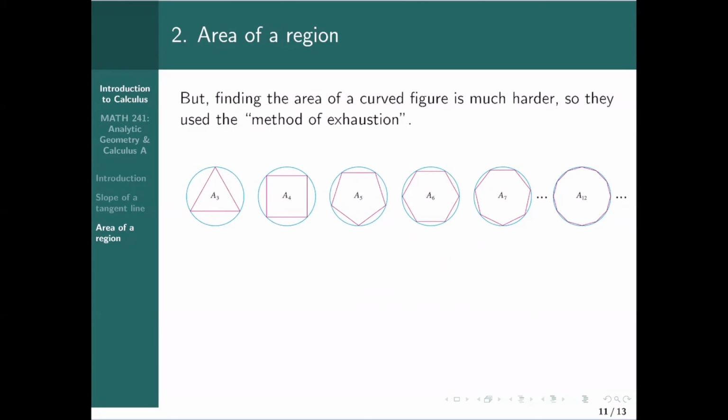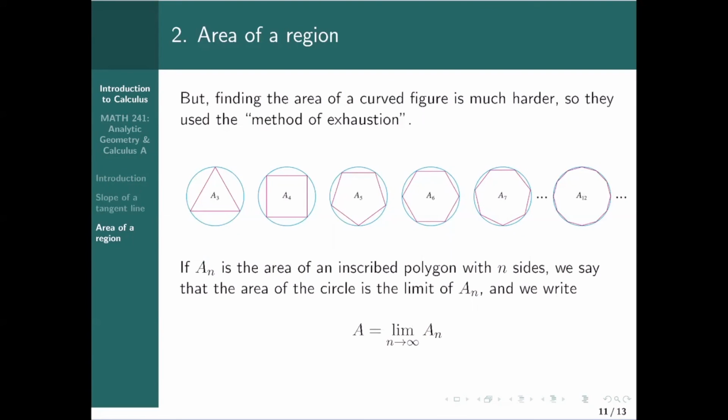Let's say that they wanted to find the area of a circle. Then they noticed that if they inscribed a regular triangle in the circle, they would have a rough approximation for the area of the circle. Then they noticed that if they inscribed a square in the same circle, they would have a better approximation for the area. And then in general, if we inscribe a regular polygon of n sides in the circle, the approximation is going to be better as n increases. That means, as we increase the number of sides of the inscribed polygon.